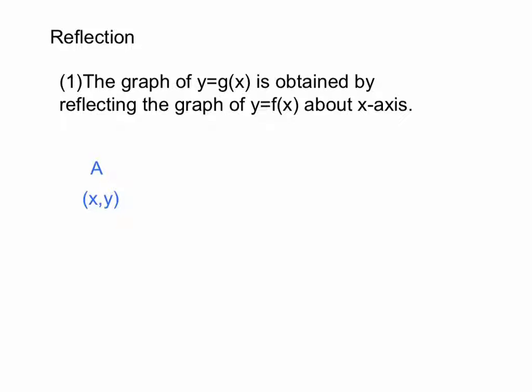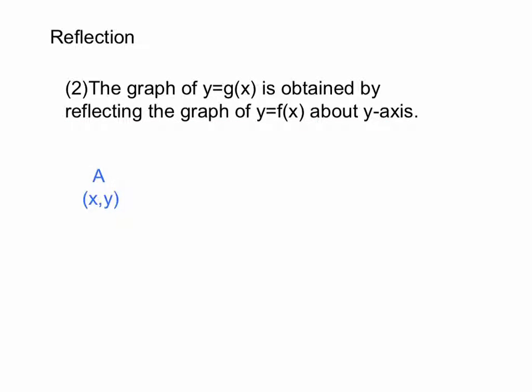If the graph of y equals g(x) is obtained by reflecting the graph of y equals f(x) about the x-axis, then the coordinates of A' will be (x, -y). If it is obtained by reflecting about the y-axis, then the coordinates of A' will be (-x, y).